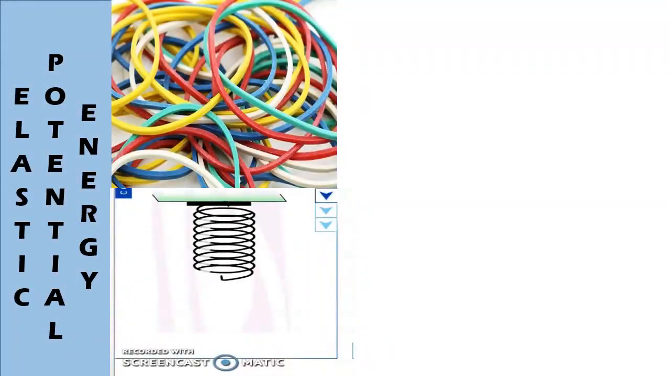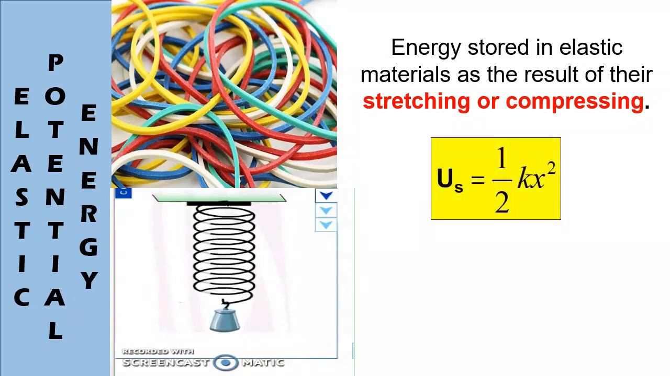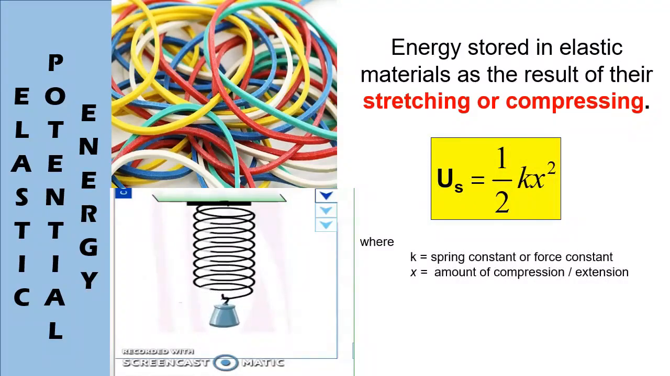Elastic potential energy. Energy stored in elastic materials as the result of their stretching or compressing. Us equal to half kx squared, where k is spring constant or force constant. x is amount of compression or extension.